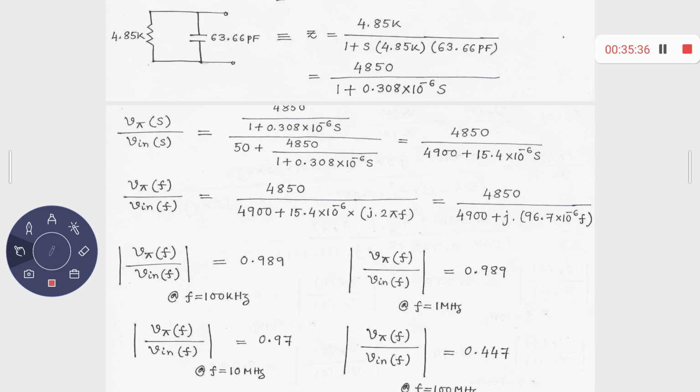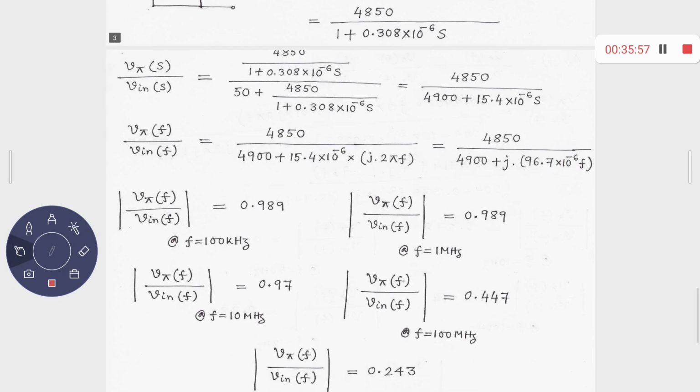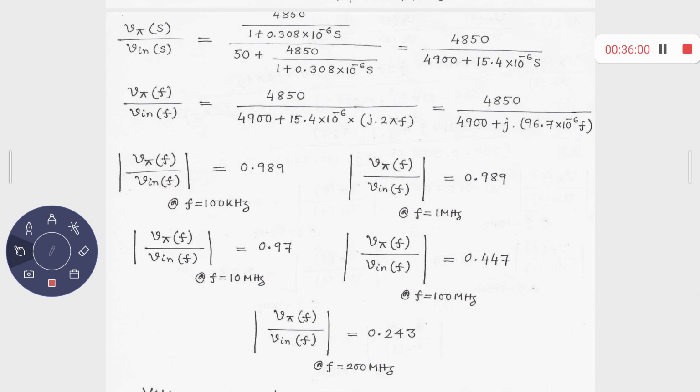It's almost constant. At 1 megahertz, you understand that f is there in the denominator, so as we increase frequency, the gain will drop. At 1 megahertz also it is constant at 0.989. At 10 megahertz it is 0.97, a little bit less. Then at 100 megahertz it is 0.447, a significant drop, and at 200 megahertz it is 0.243. You can stop over there. No need to go to 1000 megahertz or 1 gigahertz. Either 200 or 500 megahertz doesn't matter, because ultimately you have to find out the bandwidth.